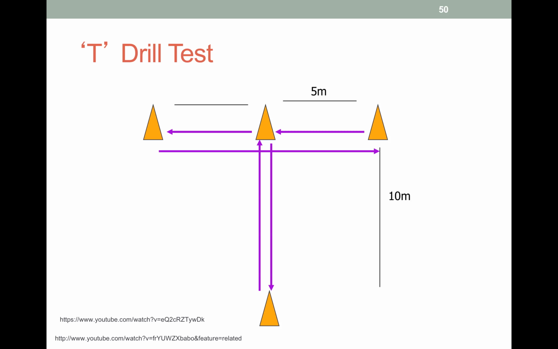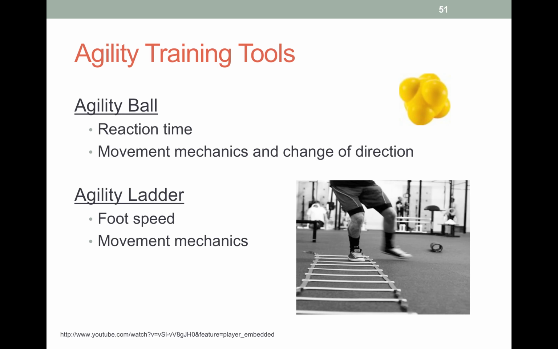Here's the T-drill test. So again, slightly different. This will also use some backpedaling. I won't go into this, but just another example of one. There's a video down there if you'd like to see it in action. And lastly, I want to leave you with, in terms of training tools, two different options, so two different pieces of equipment that can help you train for agility. One is the agility ball.